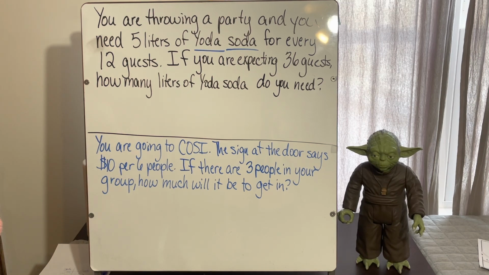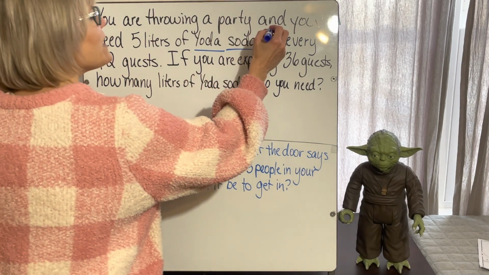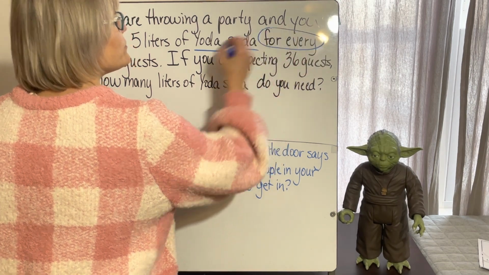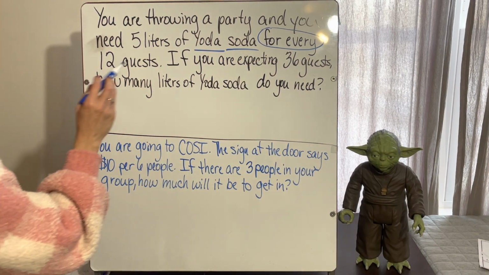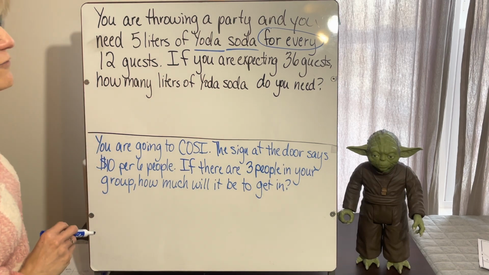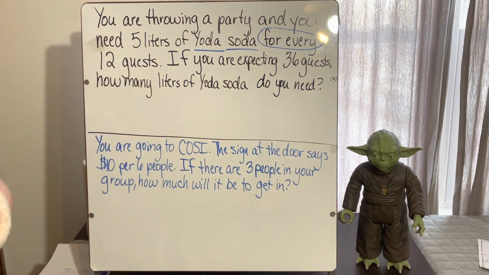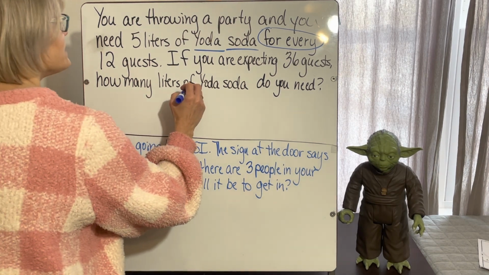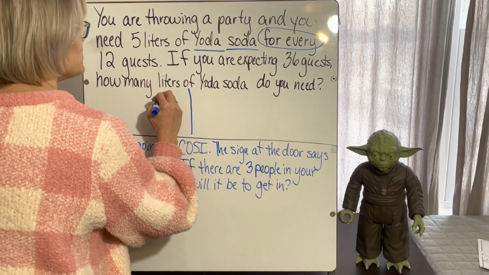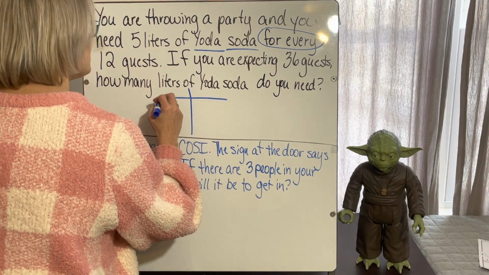Now, interestingly enough, I see ratio language: for every. I'm looking here to see if I have "to." I do not have the word "to" in there, but I do have "for every." So that right there clues me into the fact that this is a ratio story problem. So the easiest way to do this problem would be to create a ratio table. And you know how I like ratio tables.